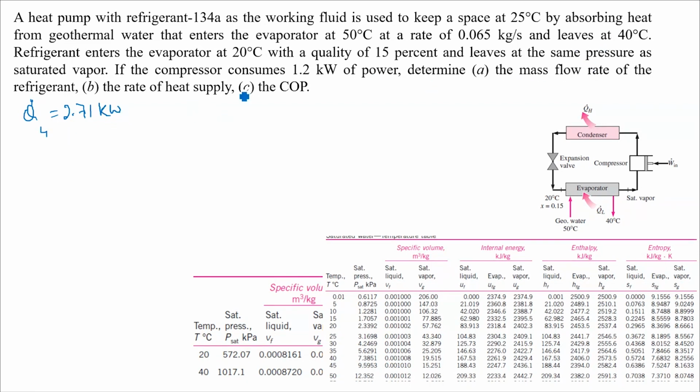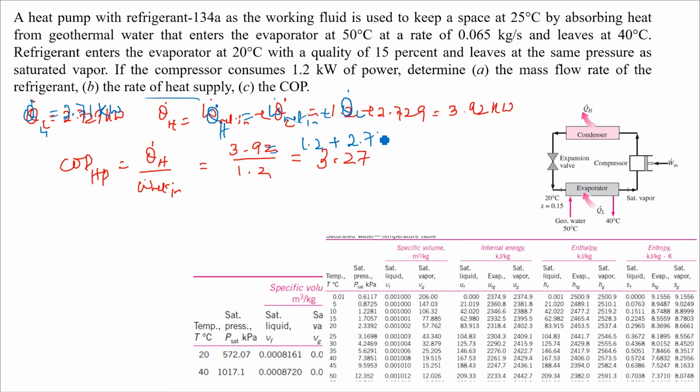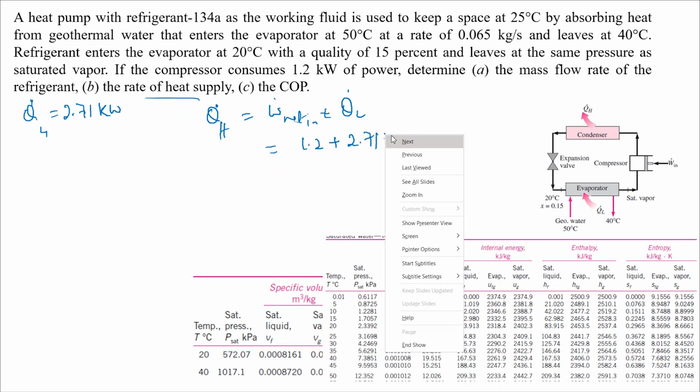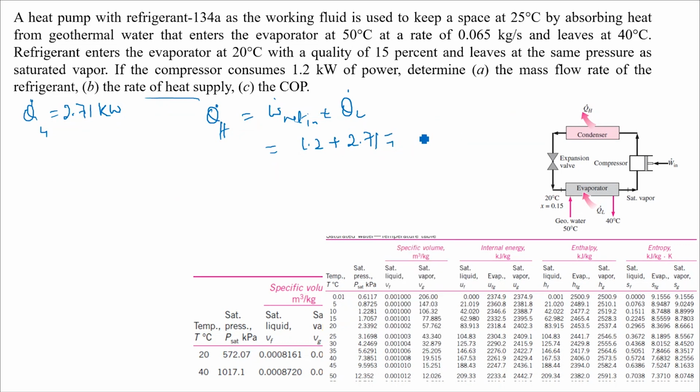You have to find out the rate of heat supply. You know that Q dot H is work dot net in plus Q dot L, where work dot net in is 1.2 kilowatt plus 2.71 kilowatts. This would essentially be 3.91 kilowatts. All right, clear?